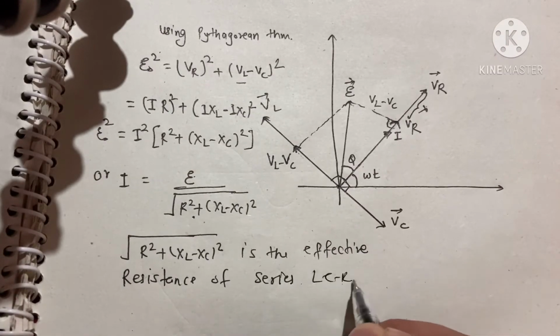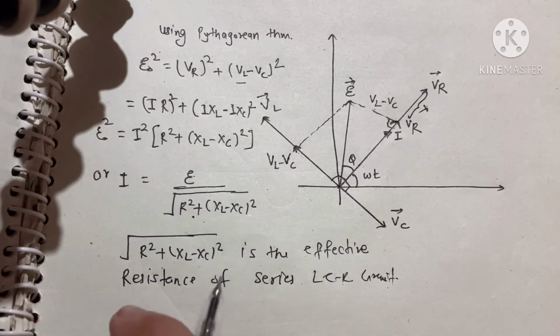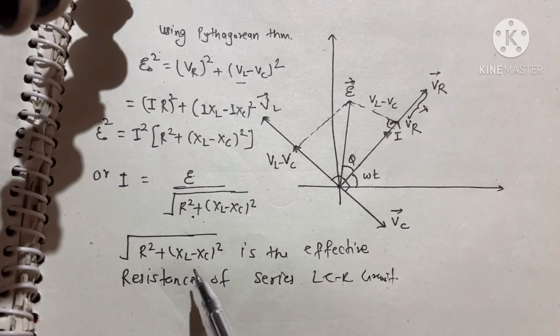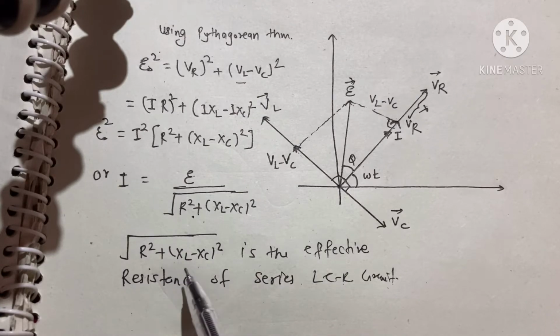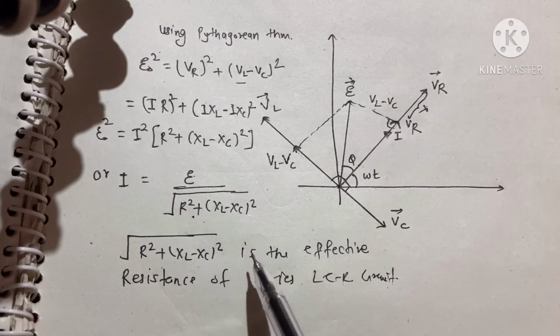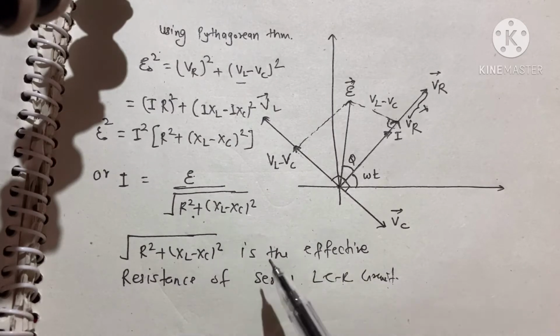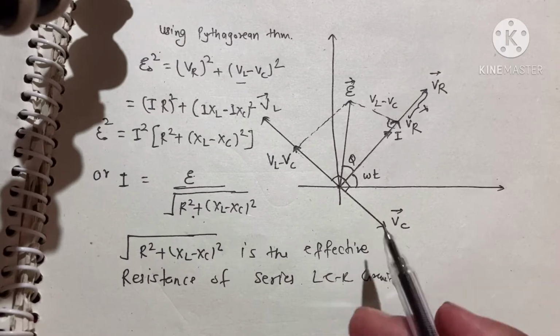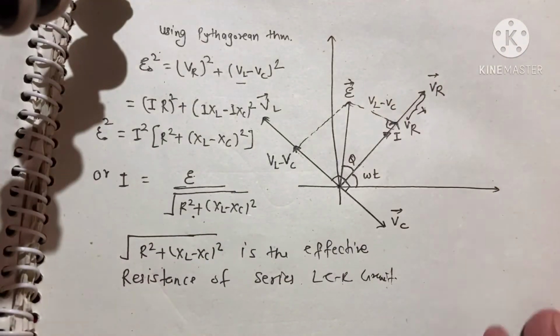This is basically called impedance. Impedance is the effective resistance in a series LCR circuit. Students, impedance is a very important factor in any electric circuit. For example, suppose you want to connect one circuit with another circuit, then impedance is very important. If the impedance doesn't match, then you cannot connect one circuit with another.